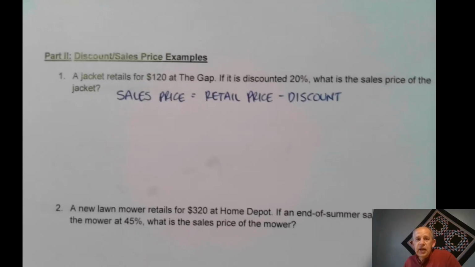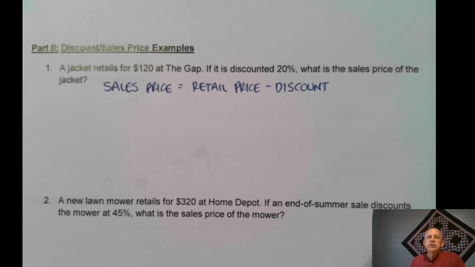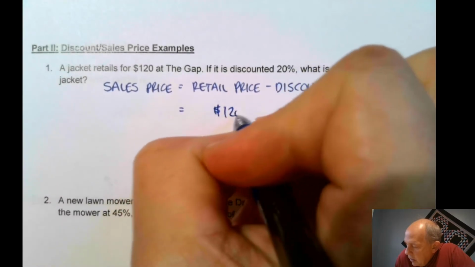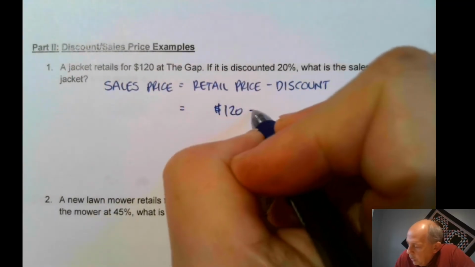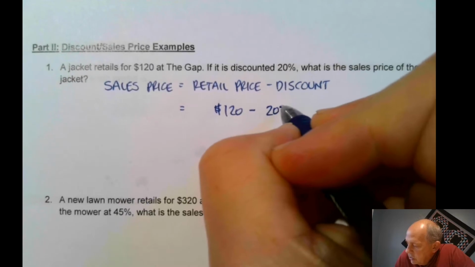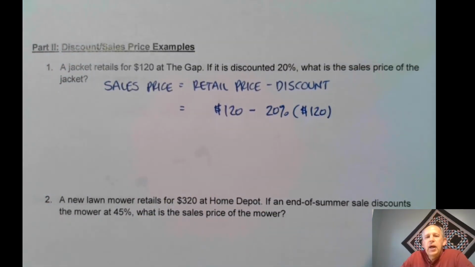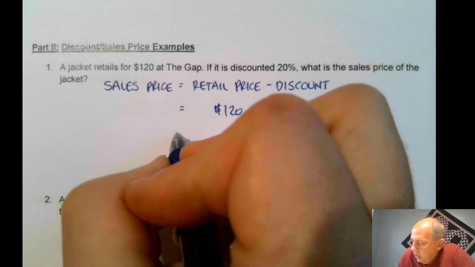Let's take a look at a couple of examples where we're using the sales price discount formula. So here we have a jacket for $120 at the Gap. We are going to discount that 20% off. We're going to subtract 20% off of $120.